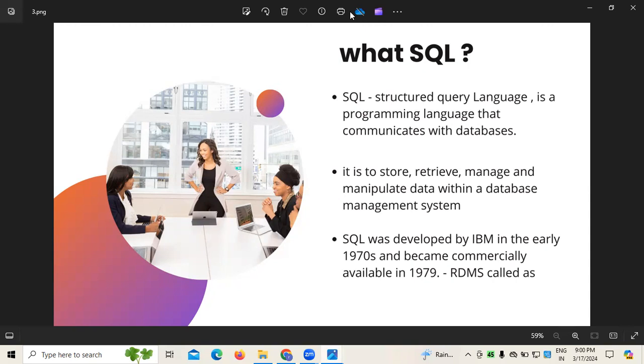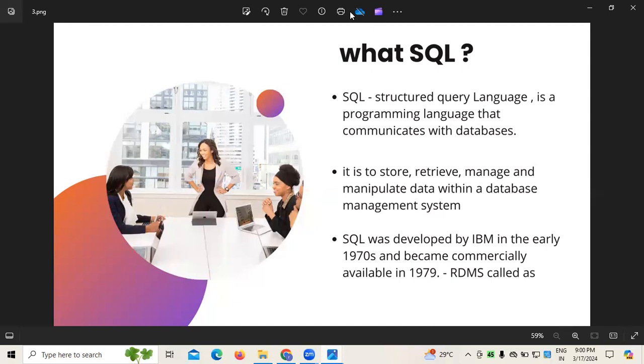How can you give instructions in a language which a system can understand? A system or a database can understand what kind of language? A database will understand a language called query language. Understood? Clear, right? So the database understands the instructions given by the user, by you.